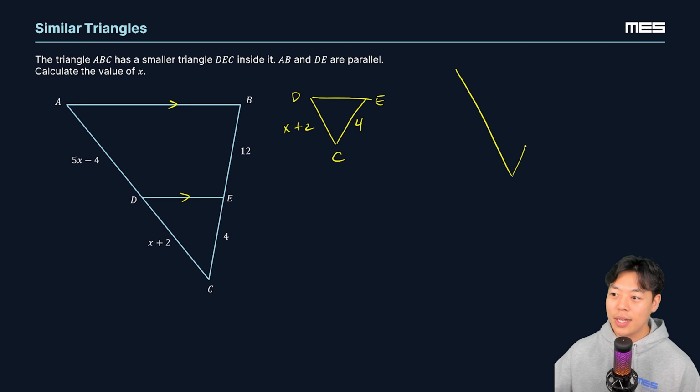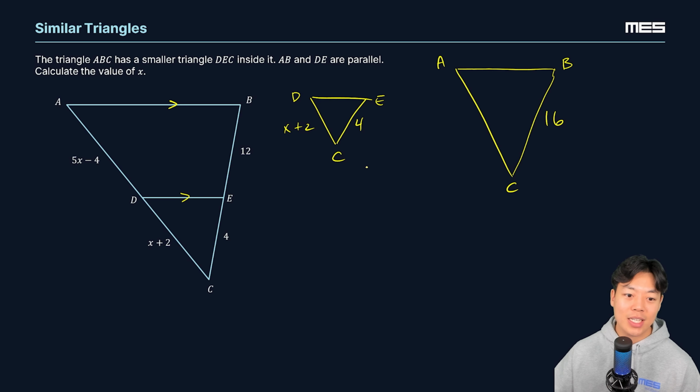My bigger triangle is CBA. And again, these are just sketches, right? You don't have to worry about being so accurate. 4 and 12 add up to 16. X plus 2 plus 5x minus 4 is 6x minus 2.